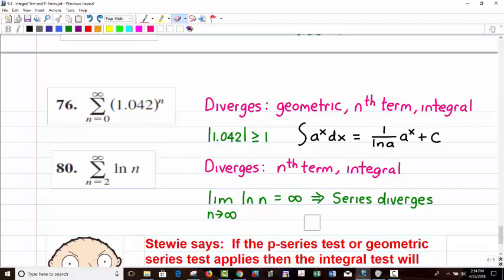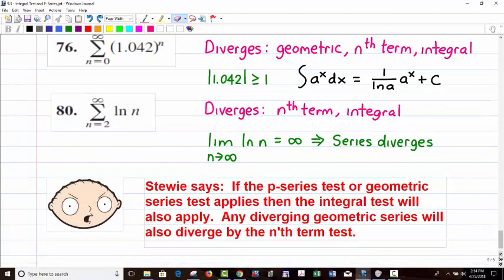Now one thing I don't think you can say is that any nth term test is also an integral test. I don't think that's right. It's common for them to be together, but I don't want to say that exclusively and then be wrong. But the integral test would work here because you could integrate that by parts. Oh, here I'm saying if a p-series or geometric applies, then the integral test will apply. Then a diverging geometric will also diverge by the nth term test.